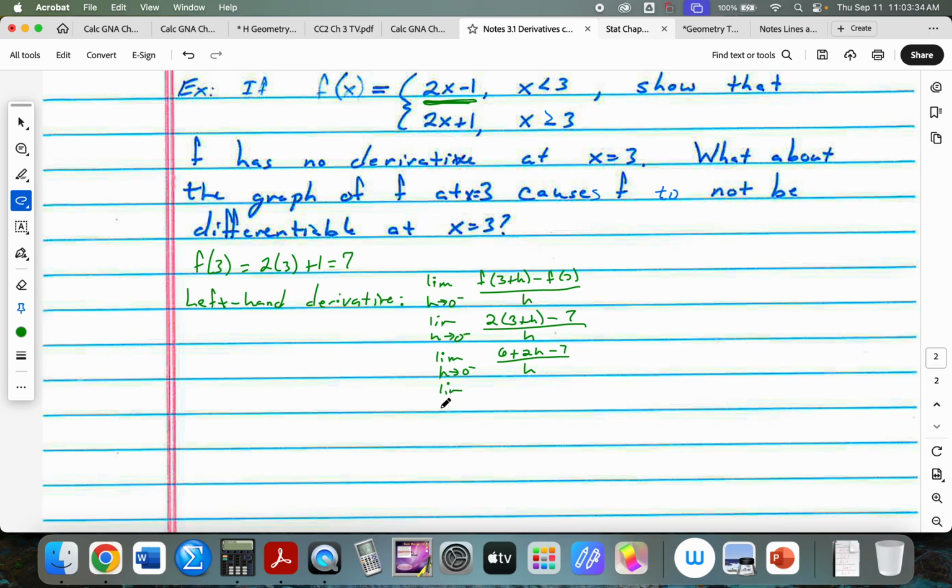Well, let's see. That's going to be the limit as h goes to 0 from the left. What about the minus 1? It's 2x minus 1? Oh, thank you. Yeah, that would make it not 7. So that's going to make it 5. 6 minus 1 is 5, minus 7 is negative 2.